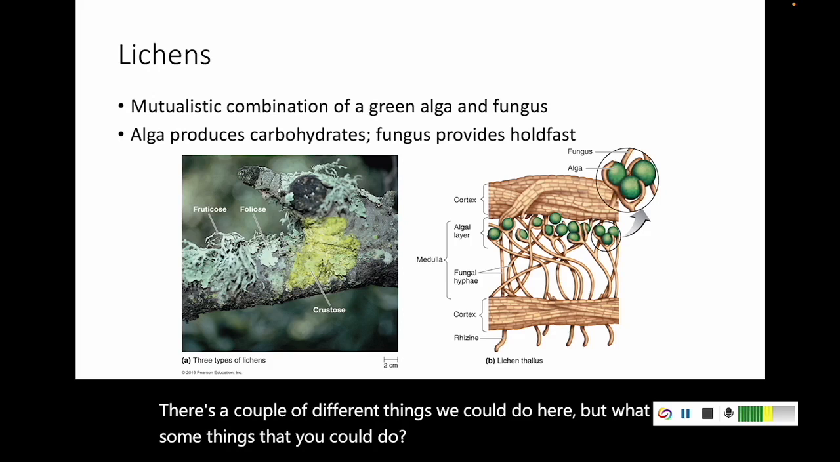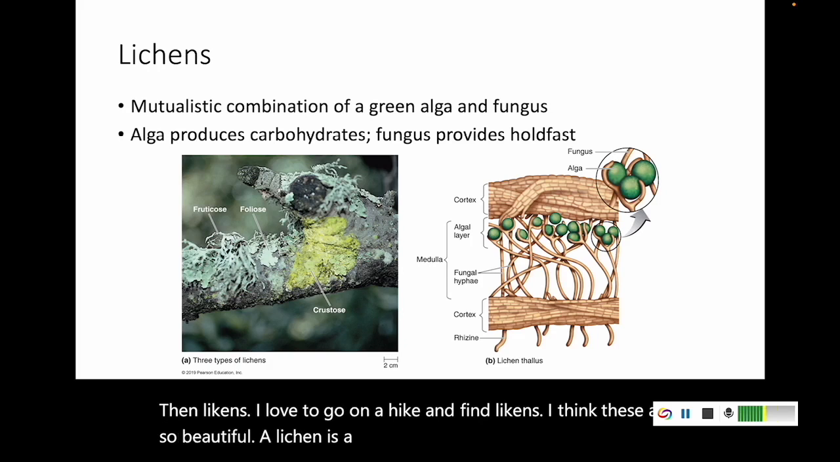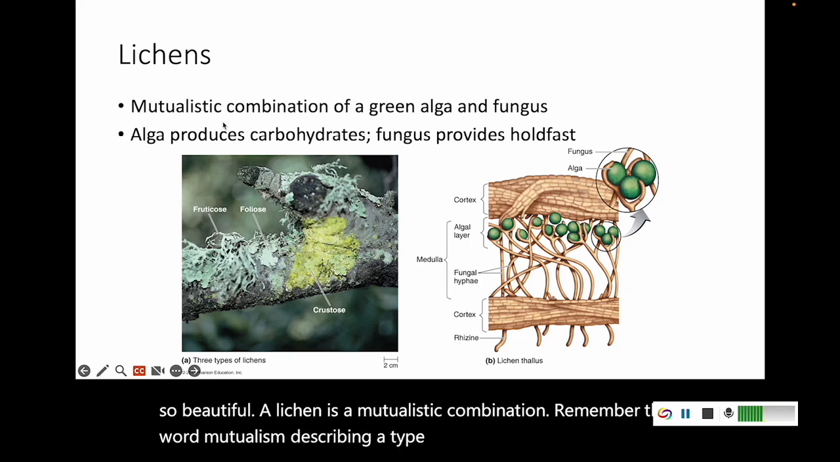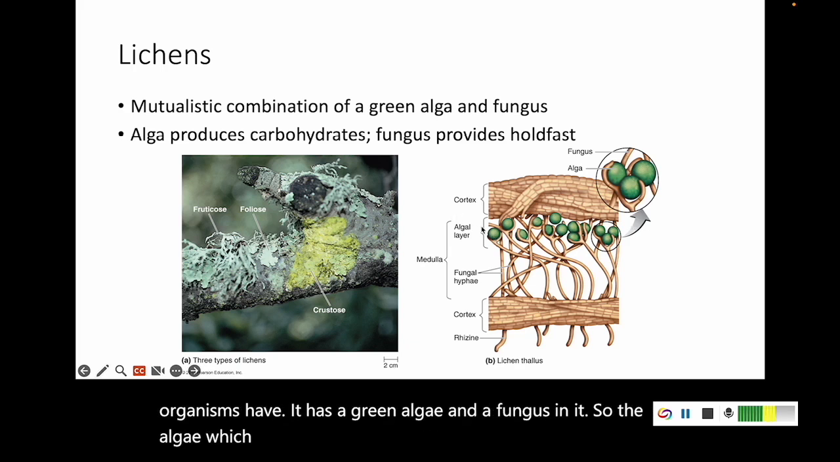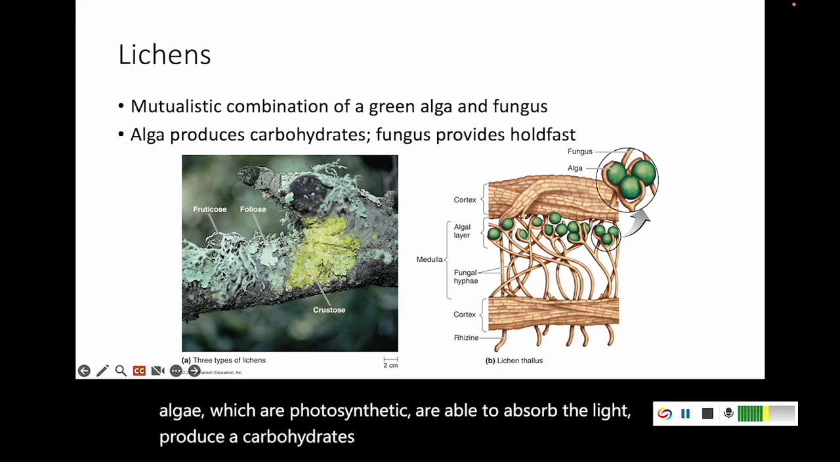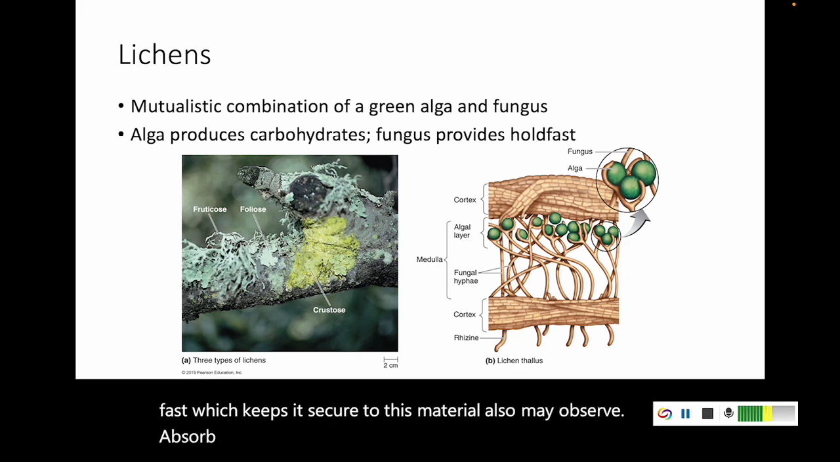Then lichens. I love to go on a hike and find lichens. I think these are so beautiful. A lichen is a mutualistic combination. Remember that word mutualism, describing a type of symbiosis these two organisms have? It has a green algae and a fungus in it. So the algae, which are photosynthetic, are able to absorb the light, produce carbohydrates. The fungi are able to provide the holdfast, which keeps it secure to this material. Also may absorb minerals and water and other nutrients from the substrate that it's growing on.